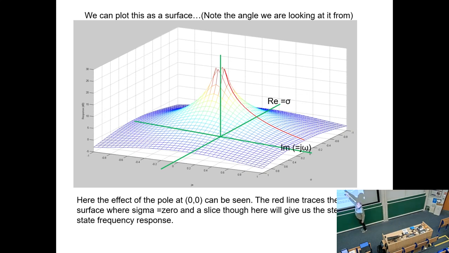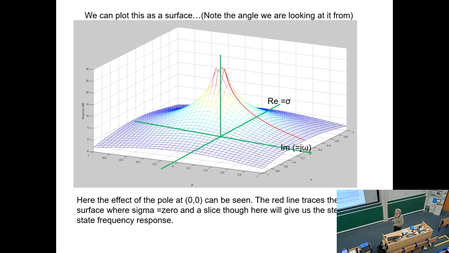If we take a slice down this mountain along the sigma or the real axis equals 0, i.e. the j omega axis where the frequency is, and take that slice, we get the steady state frequency response. So the steady state frequency response is just a slice down that axis there. But there's a whole load of other stuff hiding in there.